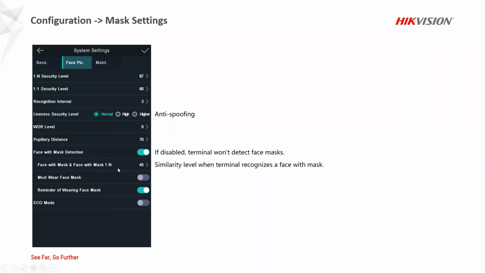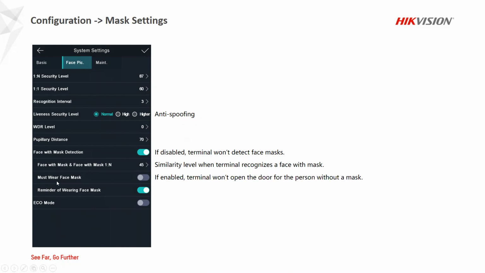And here, this is the similarity level. If you enable this, that means the terminal will still try to recognize a face with a mask. And then this is the similarity level it will check when it sees a face with a mask.